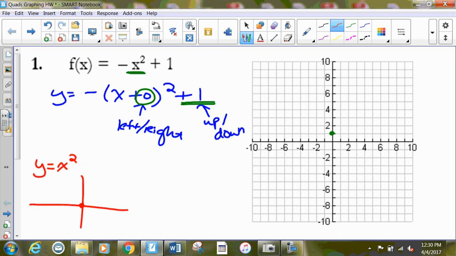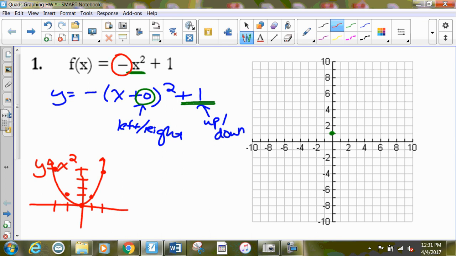And we know that it has a pattern. As we move to the left or to the right 1, we move up 1. As we move to the left or right 2, we move up 4. 1, 2, 3, 4. And we talked about why that is before, so we're not going to repeat. So we remember this pattern for a parent function. When we move to the left or to the right 1, we go up 1. When we move to the left or the right 2, we go up 4. And so we always are comparing that, and we look at this, and we see a negative.